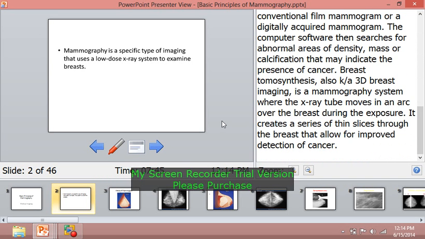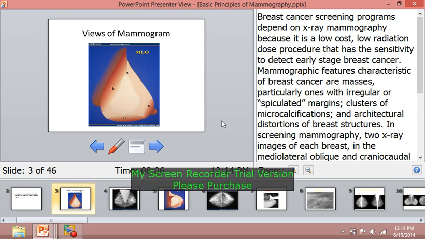So breast tomosynthesis, also called 3D breast imaging, is a mammographic system where the X-ray tube moves in an arc over the breast during the X-ray exposure. So it creates a series of thin slices of the breast through the pathway where the X-ray tube moves. And in views of mammography, we usually use 2 views, that is MLO, medial lateral oblique, and the craniocaudal CC view.